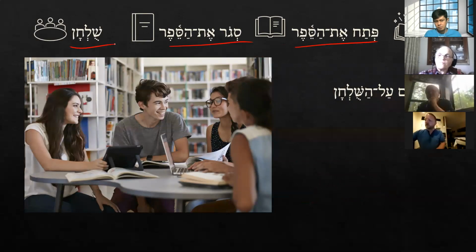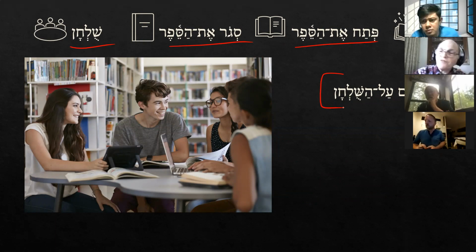All right. Here's a sentence. Could you read that for us, John, please? Yesh seferim al hashulchan.